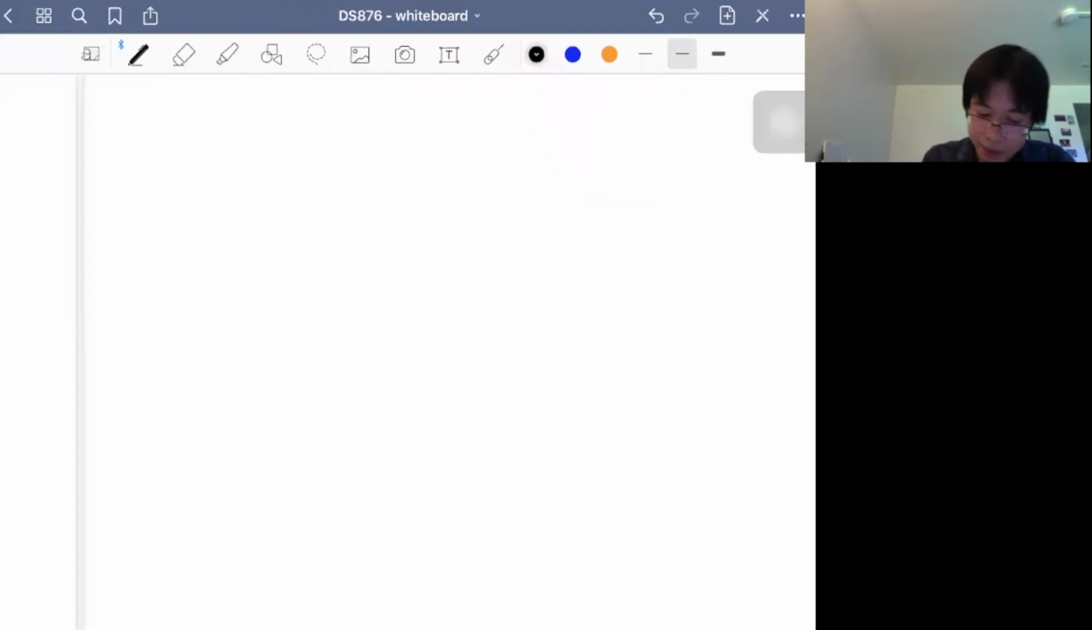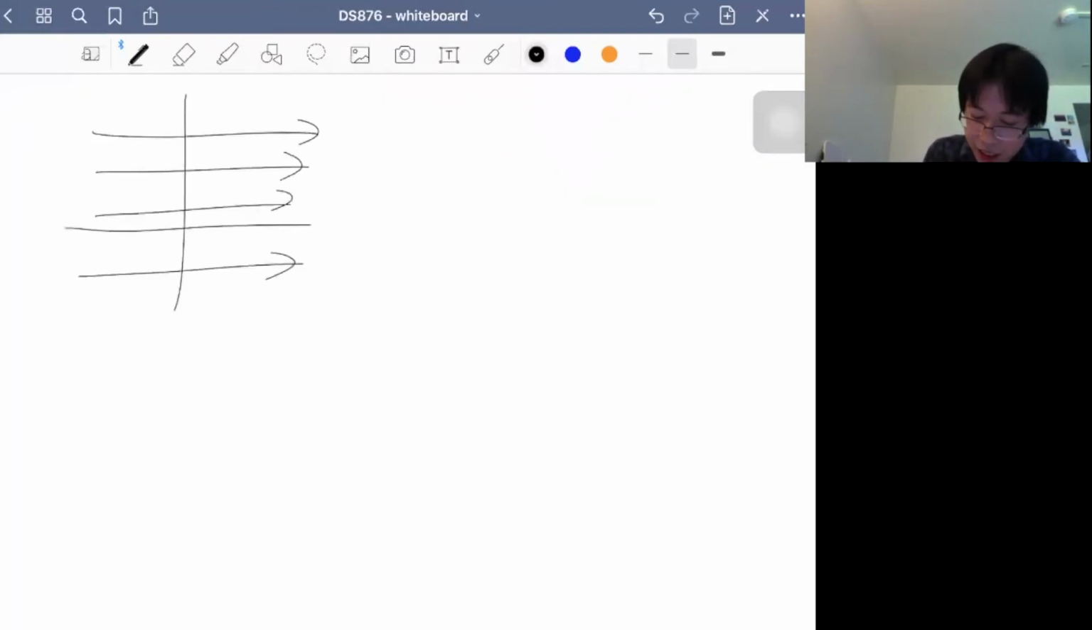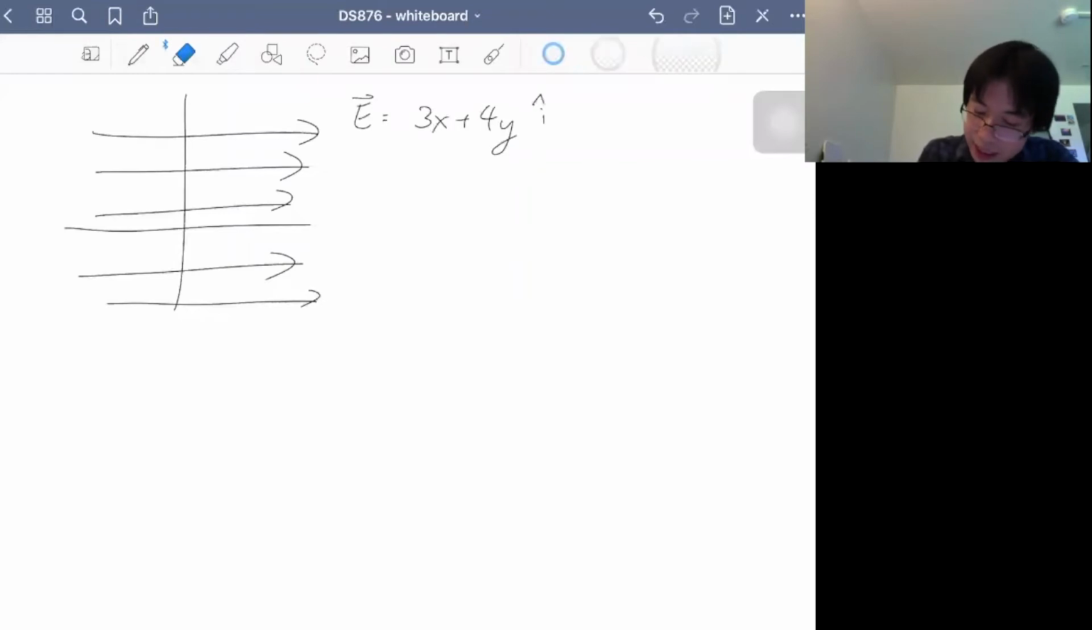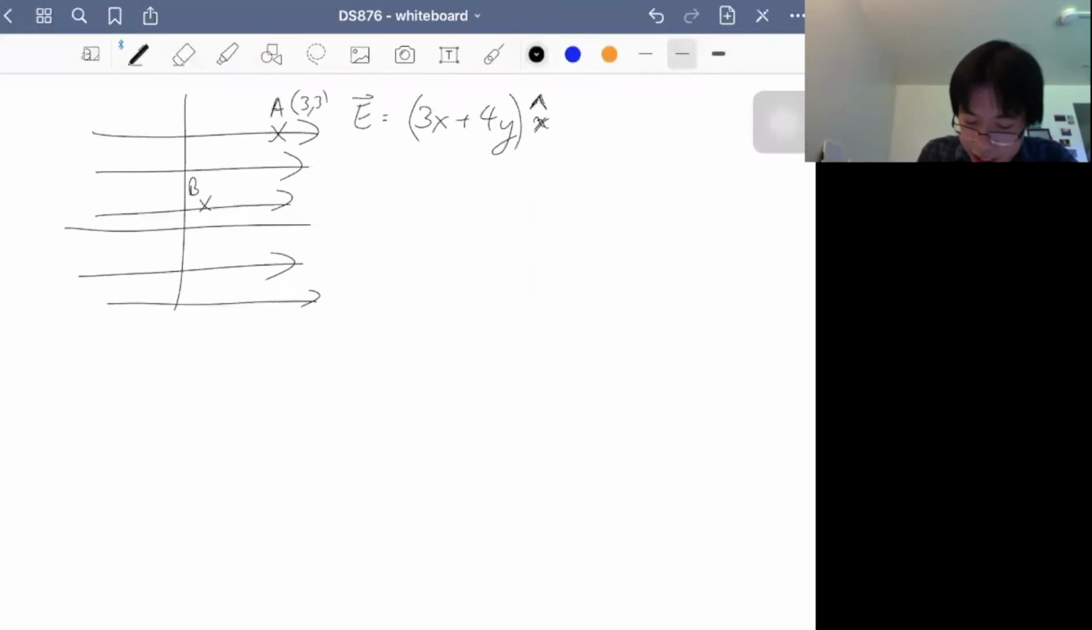A quick example, let's say I have electric field like this over here, and the electric field is something like 3x plus 4y in the positive x direction. Okay? Let's say it's in, I'll use this notation, positive x direction. Okay. So let's say I want the potential difference between point A and point B. Let's say this is 3, 3. I'm just making up these numbers. Let's say 1, 2 like this.